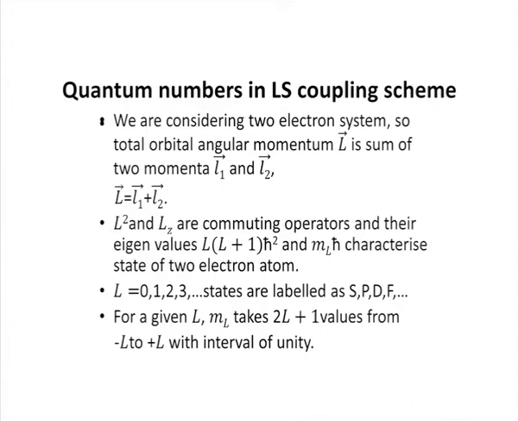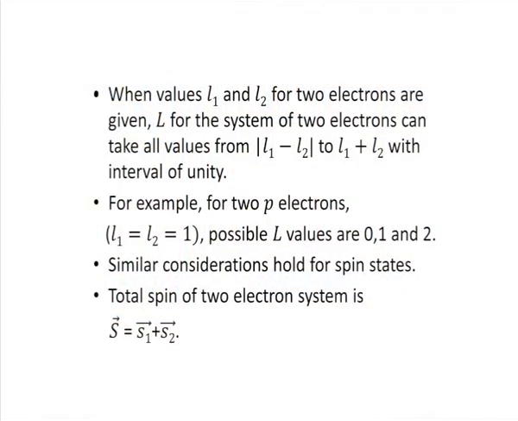When values of L1 and L2 for 2 electrons are given, L for the system of 2 electrons can take all values from mod of L1 minus L2 to L1 plus L2 with the interval of unity. This is how you obtain total angular momentum given the two values L1 and L2. For example, for 2p electrons, L1 is equal to 1, L2 is equal to 1. So, possible L values are 0, 1 and 2.